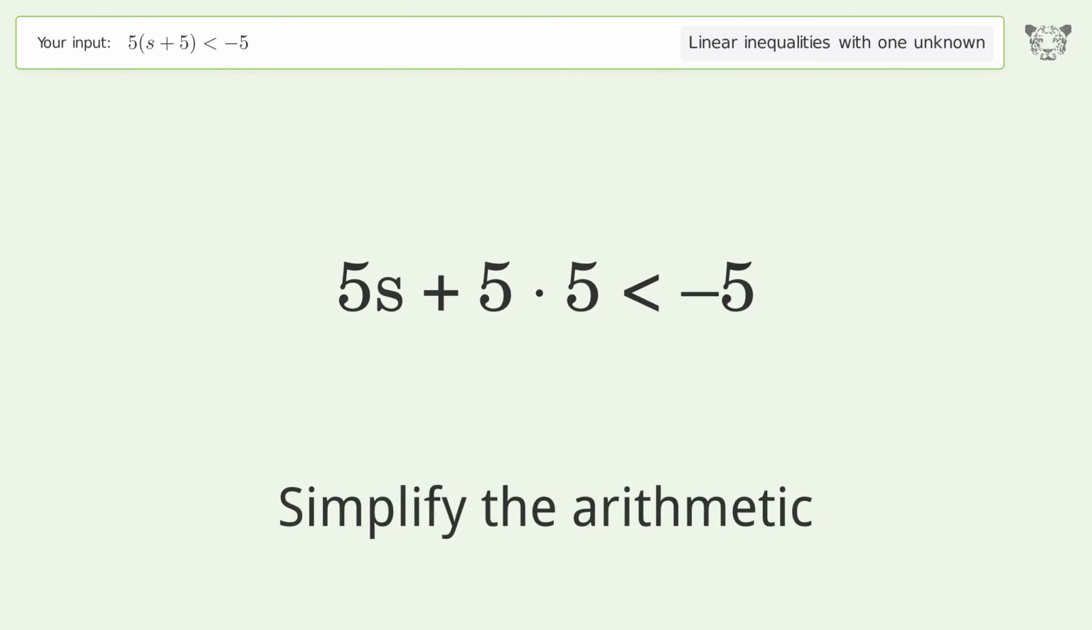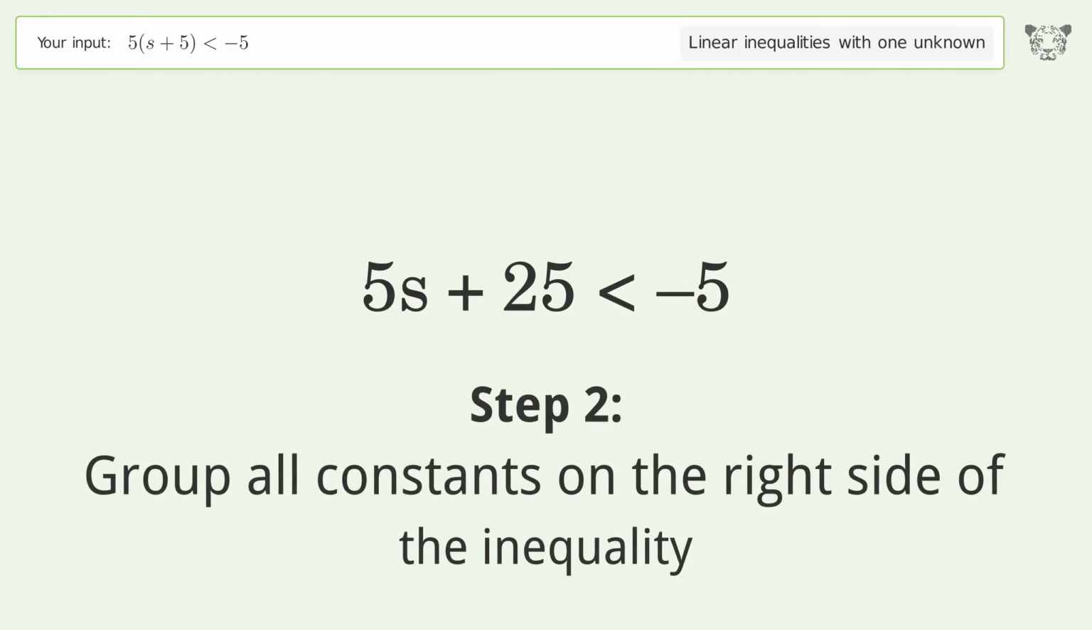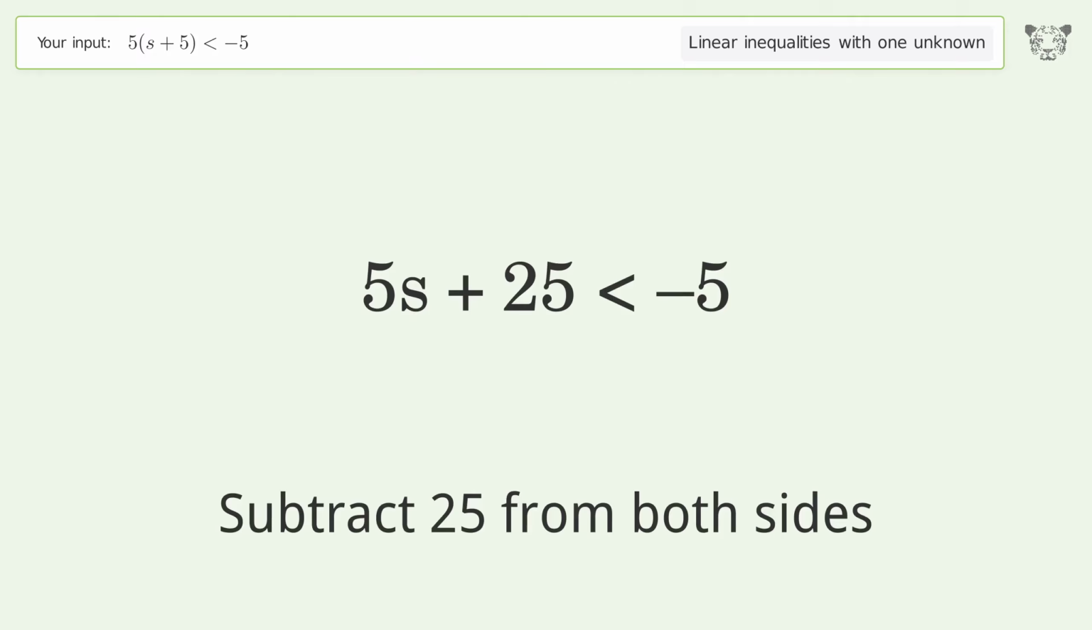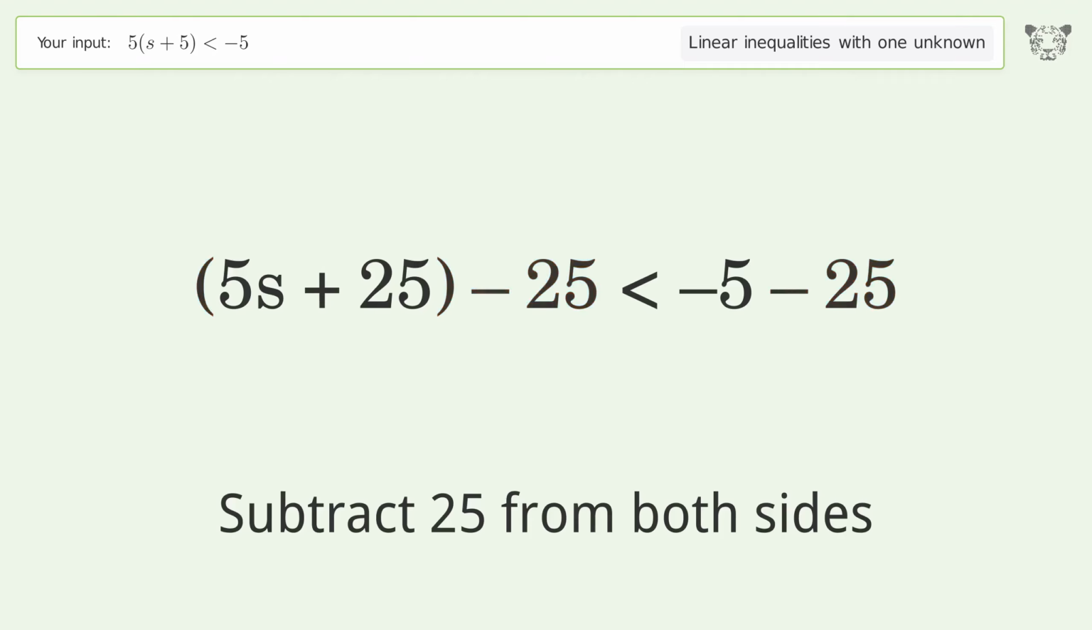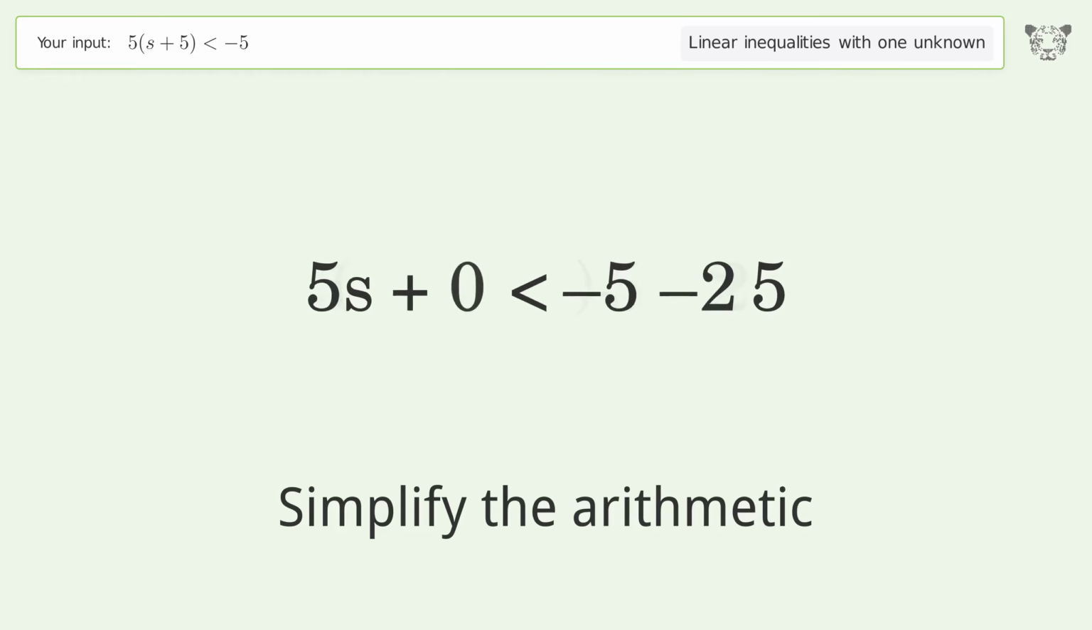Simplify the arithmetic. Group all constants on the right side of the inequality. Subtract 25 from both sides. Simplify the arithmetic.